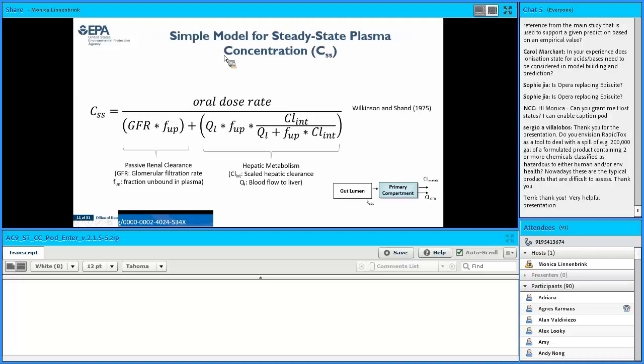I need to turn into a laser pointer here, sorry. Give me just one second. Pointer options, laser pointer, great.